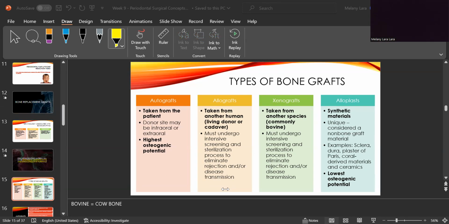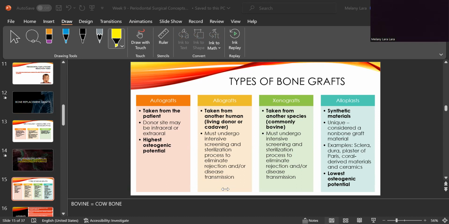As I mentioned before with the allografts, these also have to go through a really rigorous sterilization process, because obviously we're taking it from an animal, a dead animal, so we need to make sure that it's cleaned properly and that there are no cells present that could contribute to infection or even rejection. And the last one we have is alloplasts.